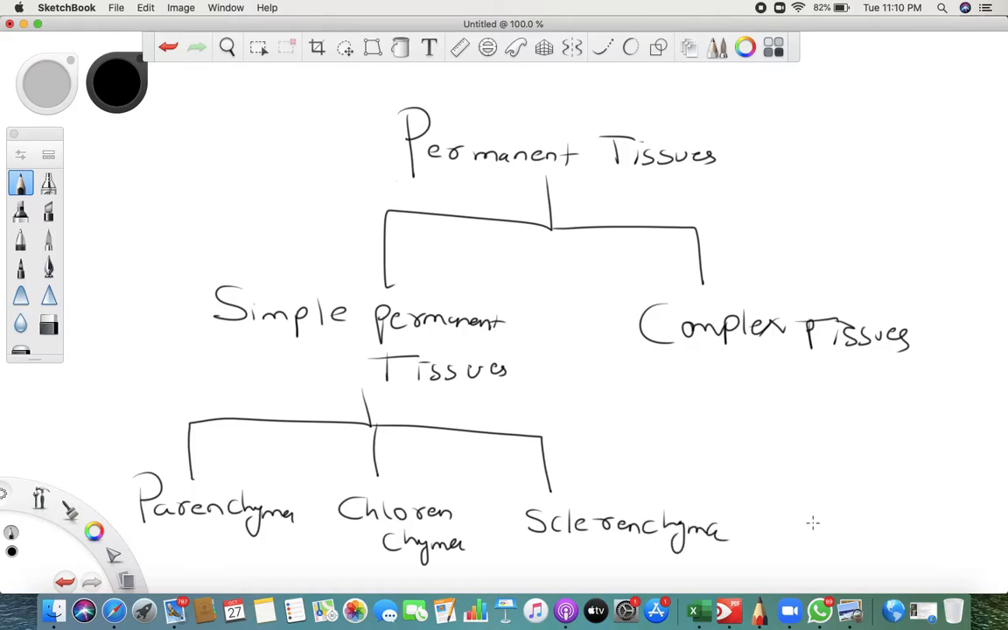So basically we are talking about simple permanent tissue. Again I repeat, we are talking about permanent tissue. Permanent tissues are classified into two: simple permanent tissue and complex tissues. Simple permanent tissue is again classified into three: parenchyma, collenchyma, and sclerenchyma.